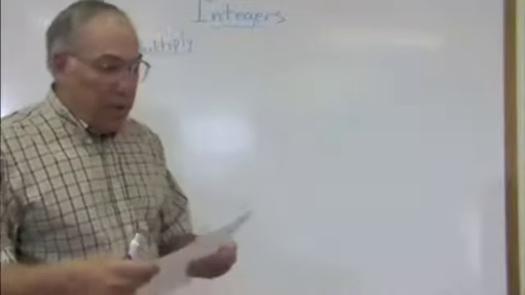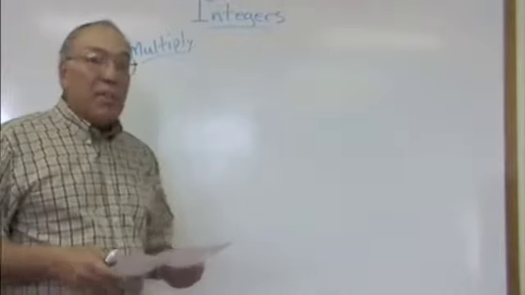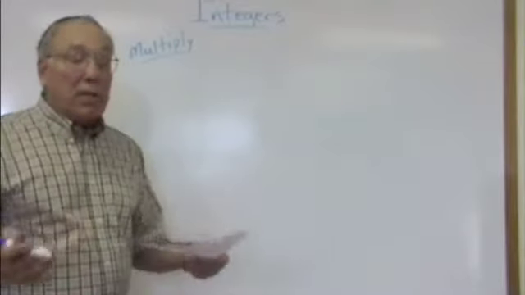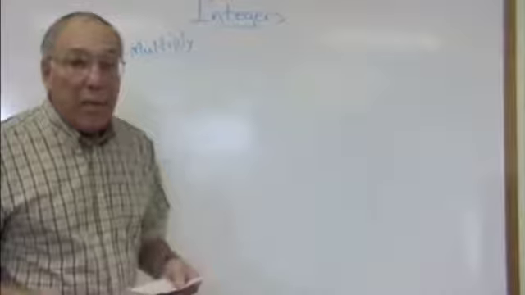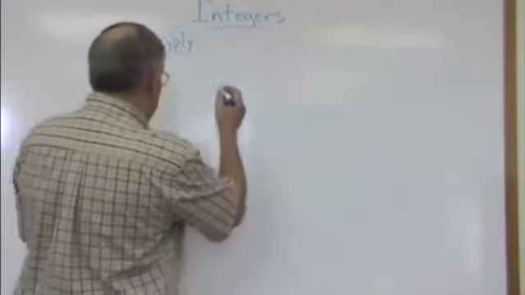Okay, next we're going to do multiplication of integers. Basically, when you multiply integers, you just multiply the numbers together and then figure out what the sign should be in the answer. So let's say we have something like this.